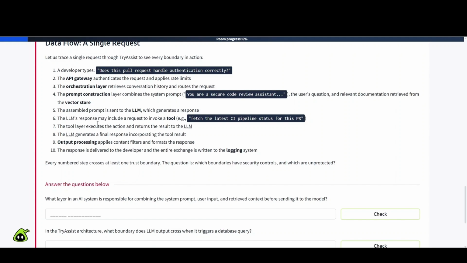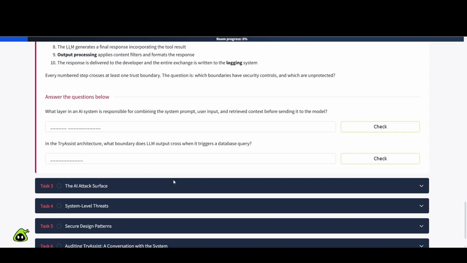Number 6, the LLM's response may include a request to invoke a tool. Example: fetch the latest CI pipeline status for this PR. Number 7, the tool layer executes the action and returns the results to the LLM. Number 8, the LLM generates a final response incorporating the tool result. Number 9, output processing applies content filters and formats the response. Number 10, the response is delivered to the developer and the entire exchange is written to the logging system. Every numbered step crosses at least one trust boundary. The question is, which boundaries have security controls and which are unprotected?